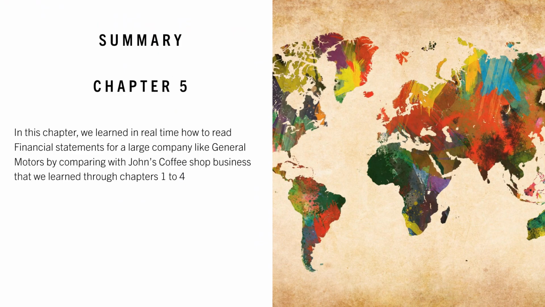So here we are at the end of chapter 5. In this chapter, we learned in real time how to read financial statements for a large company like General Motors by comparing with John's coffee shop business that we learned through chapters 1 to 4. I hope now all these terminologies and numbers are starting to make sense to you. But if you still don't fully understand, don't worry, you will get more clarity as we go further in the learning.